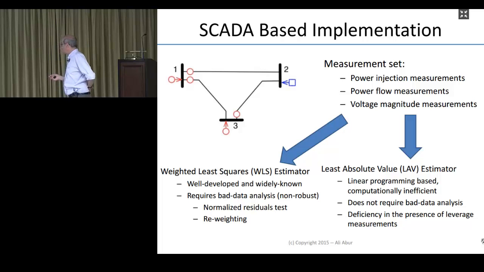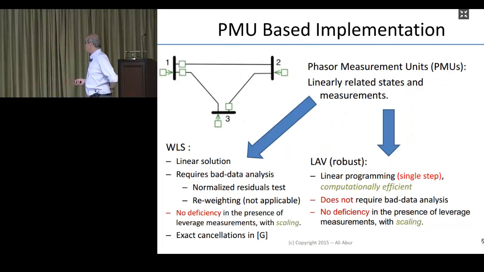LAV was not competitive because it was computationally slow compared to this, but more importantly, it had this deficiency because of the leverage measurement. So it defeats the purpose to use this because it's as non-robust as this when it comes to leverage points. In the case of phasor measurements, where you have only phasors, we notice that we can use scaling to get rid of leverage points, but because of the linearity and because of these computationally efficient linear programming packages, LAV certainly becomes advantageous and sometimes even more than competitive compared to WLS. So that's the summary of all this.